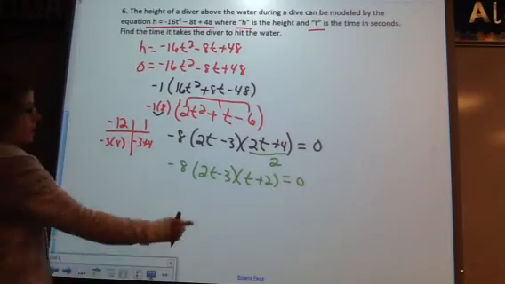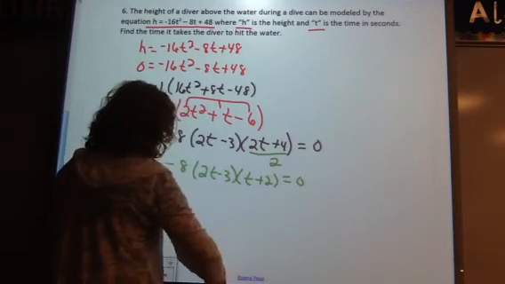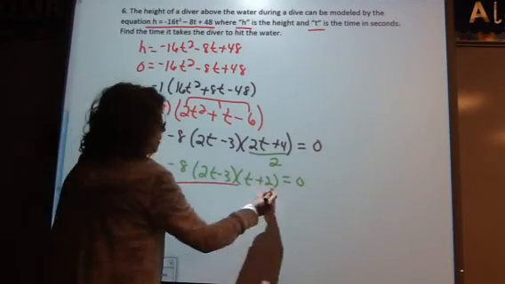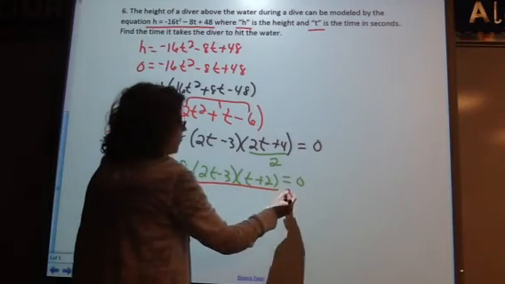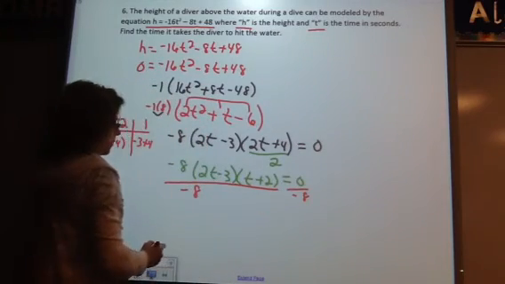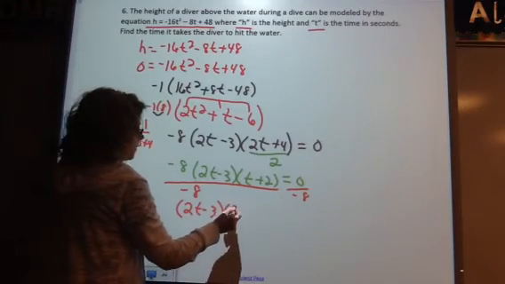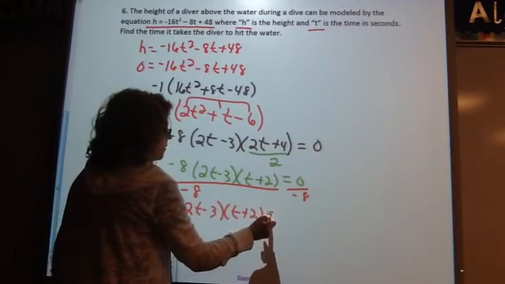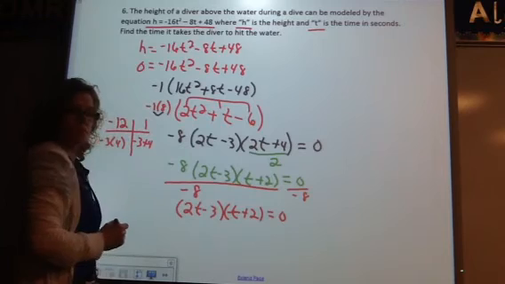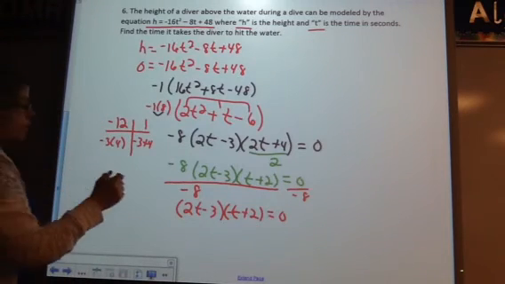All right, so we want to isolate these two binomials. To get rid of the -8, we can divide. Use the inverse of multiplication. Divide both sides by -8. So we have 2t minus 3, t plus 2, equal to 0. Now we're going to use our 0 property.